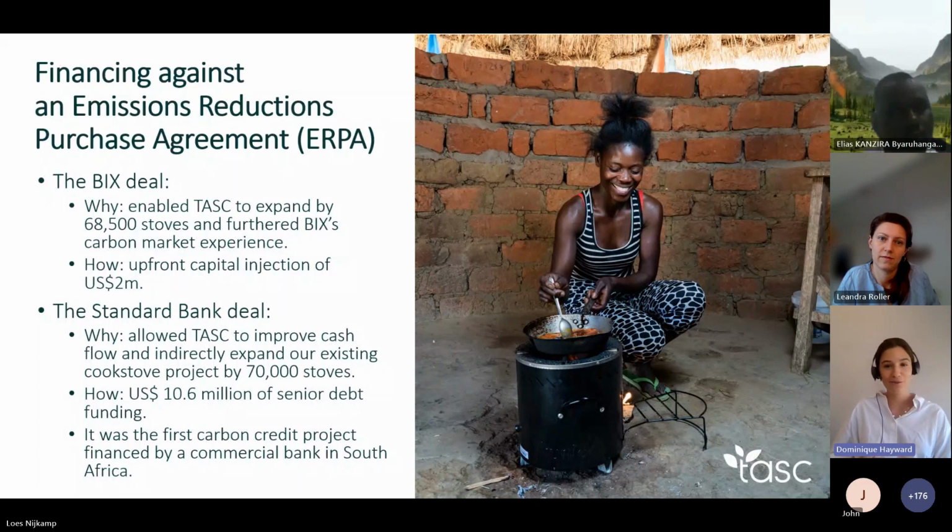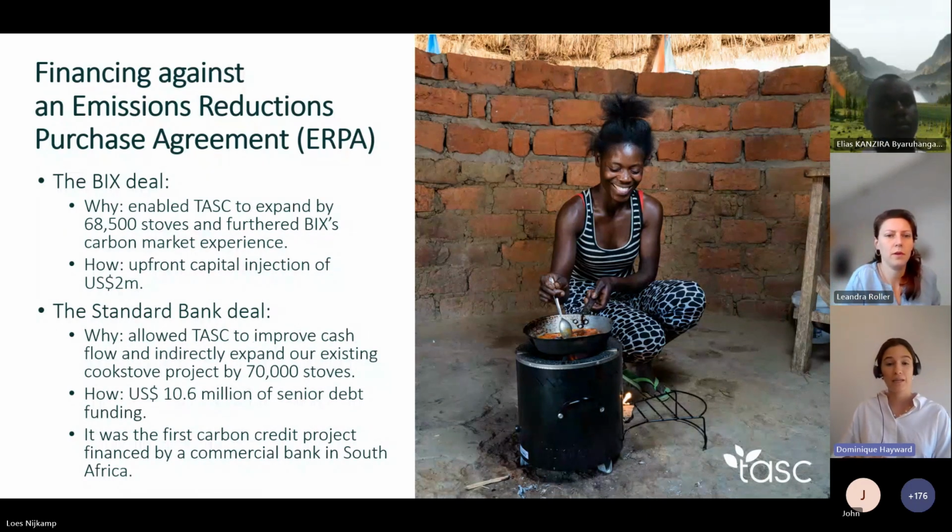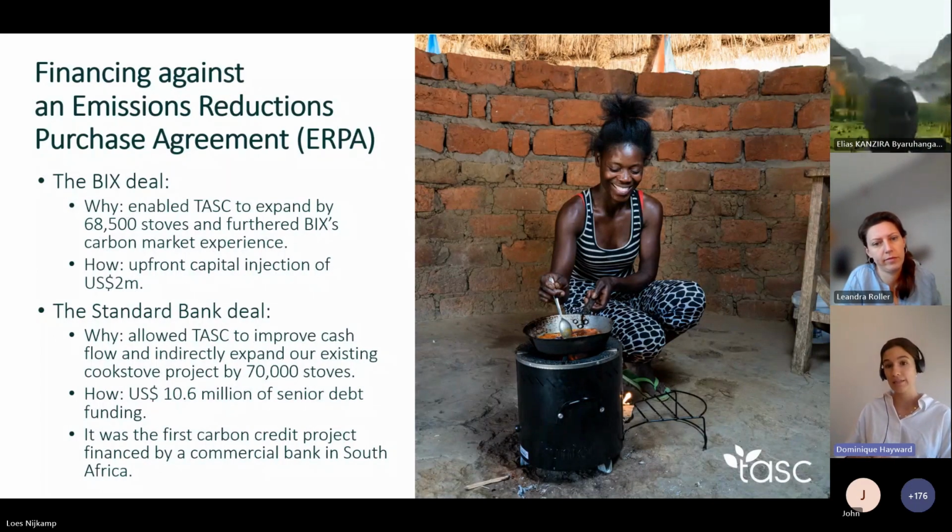However, of course, this was also mutually beneficial, as it also allowed Standard Bank to gain some early exposure to the carbon market and made it the first carbon credit project to be financed by a commercial bank in South Africa. Next slide, please.